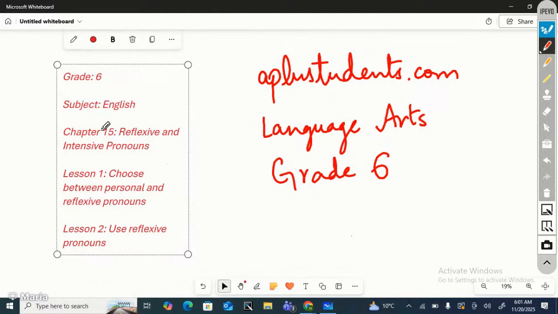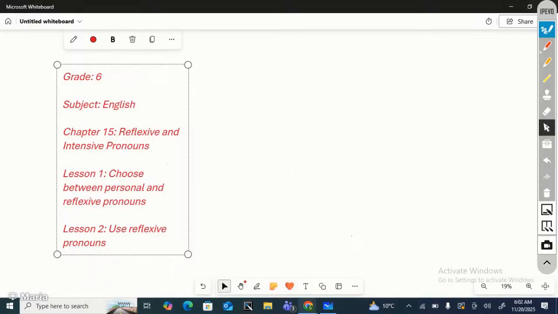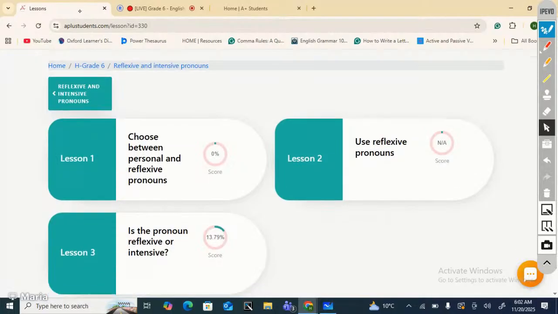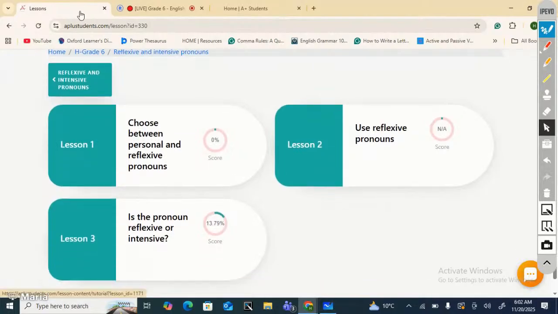We are going to learn Chapter 15 today, Reflexive and Intensive Pronouns. We will discuss the first two lessons, Lesson 1 and Lesson 2. Lesson 1. Choose between personal and reflexive pronouns.